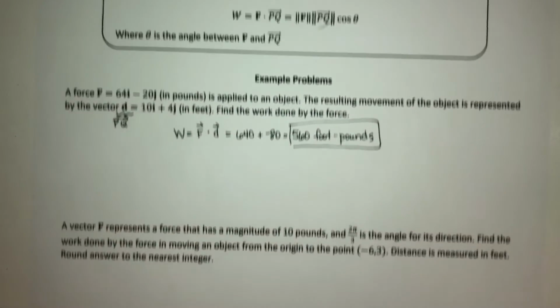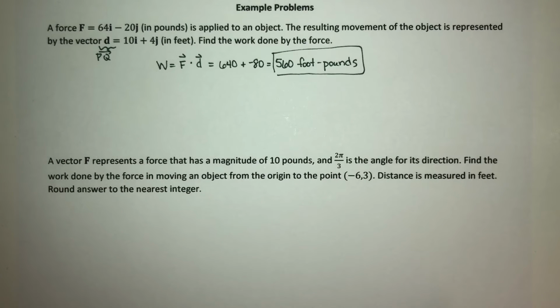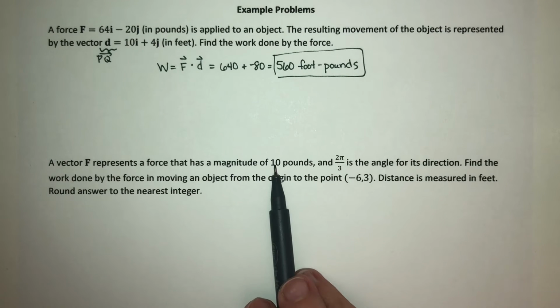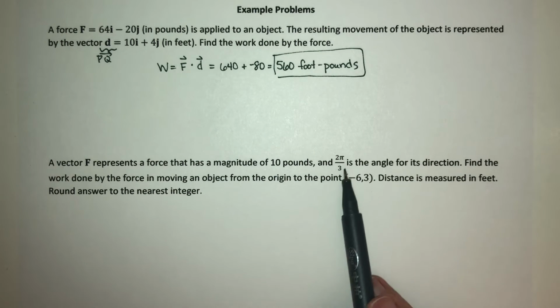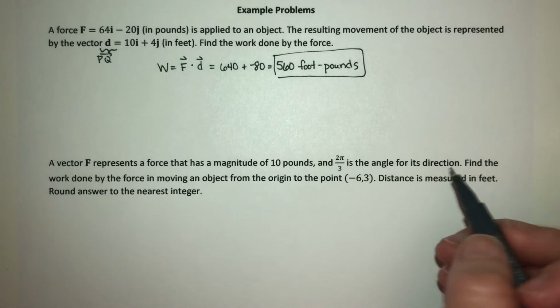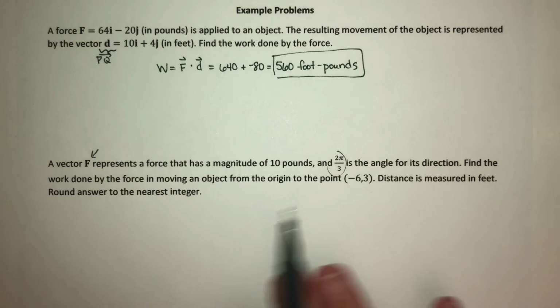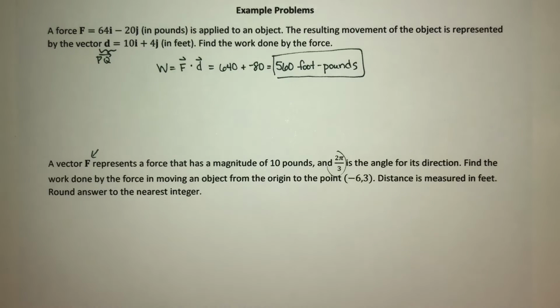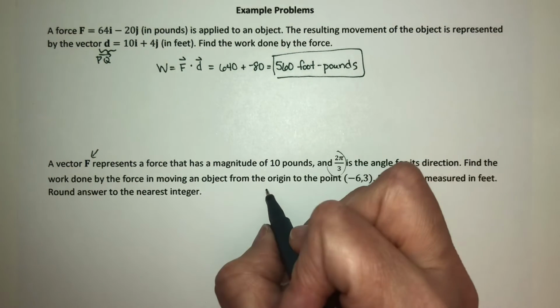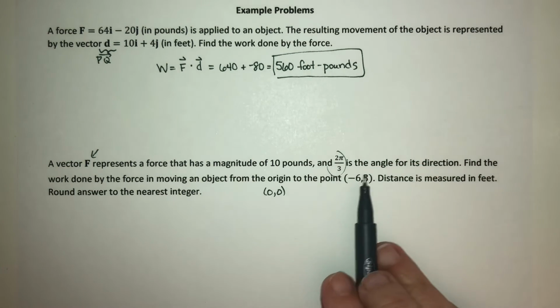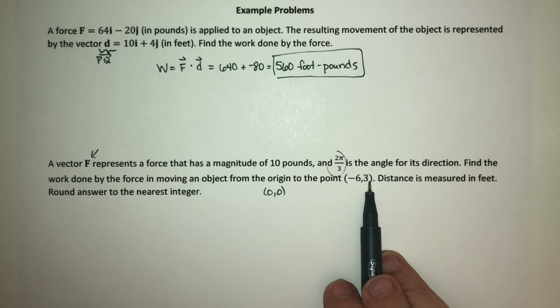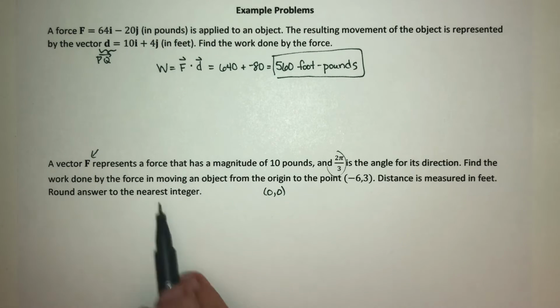Okay? A vector F represents a force that has a magnitude of 10 pounds, and 2 pi over 3 is the angle for its direction. This refers only to F. Okay? It's not the angle between the two vectors that we're talking about. It only belongs to vector F. Find the work done by the force moving an object from the origin, 0, 0, to the point -6, 3. Distance is measured in feet, and round the answer to the nearest integer. This is also going to be in foot-pounds.